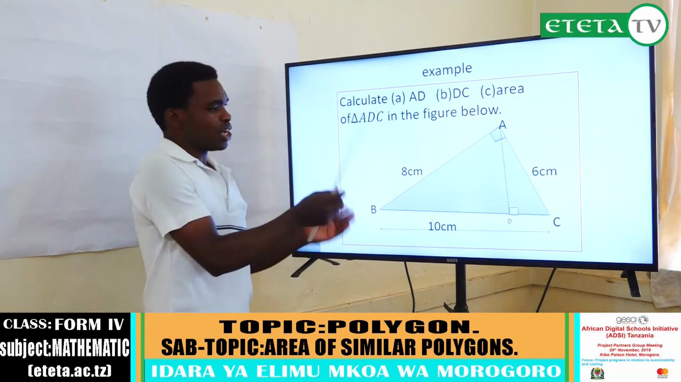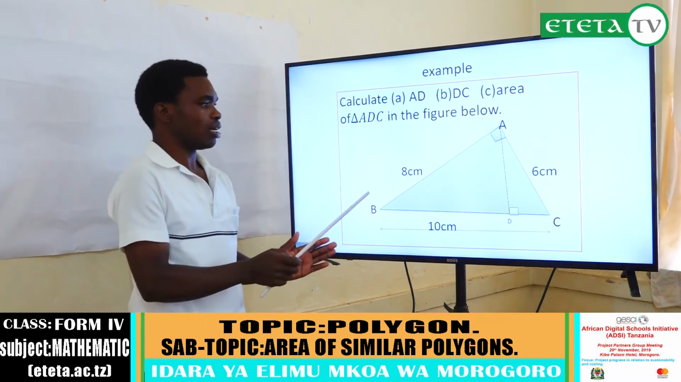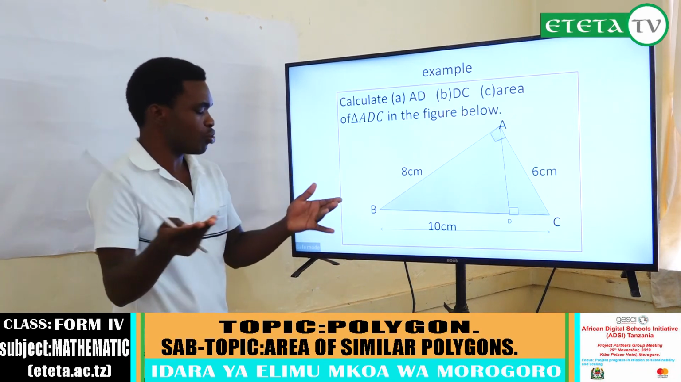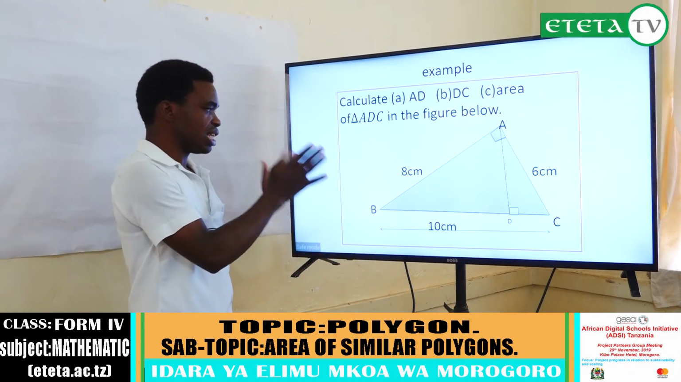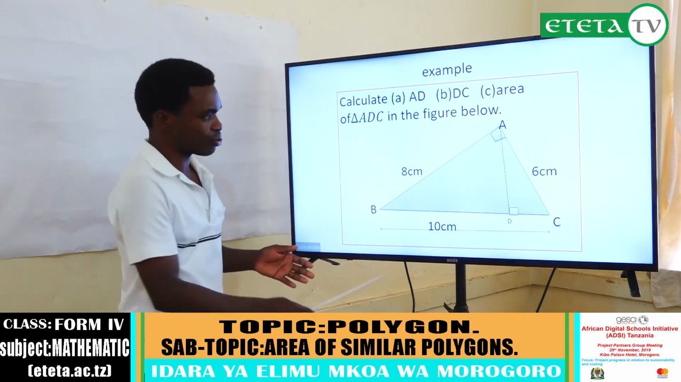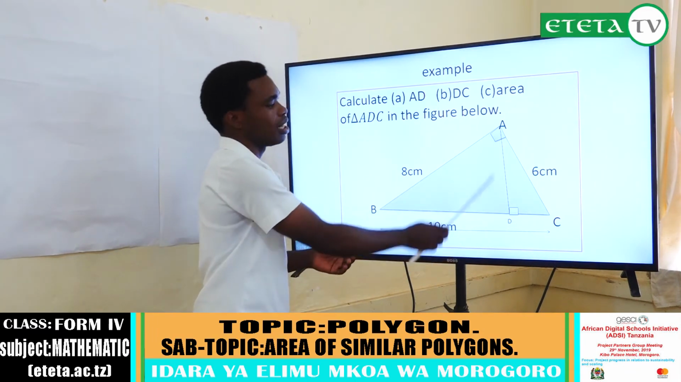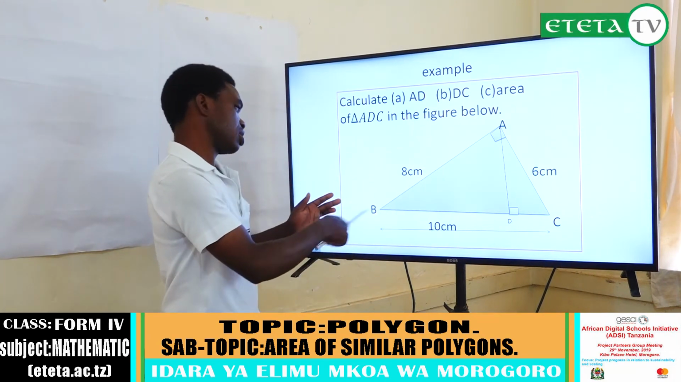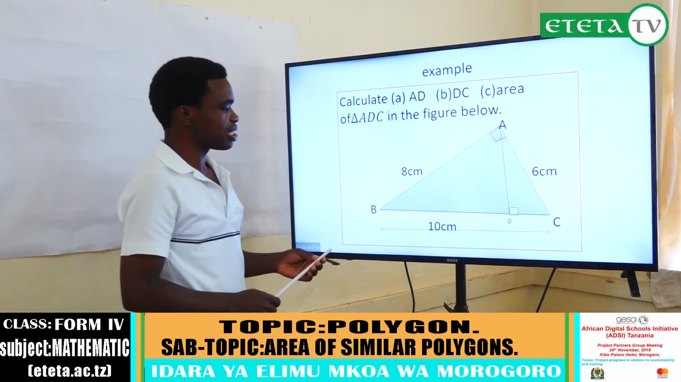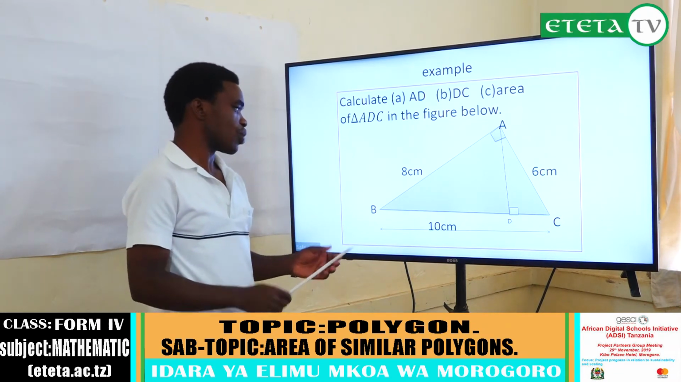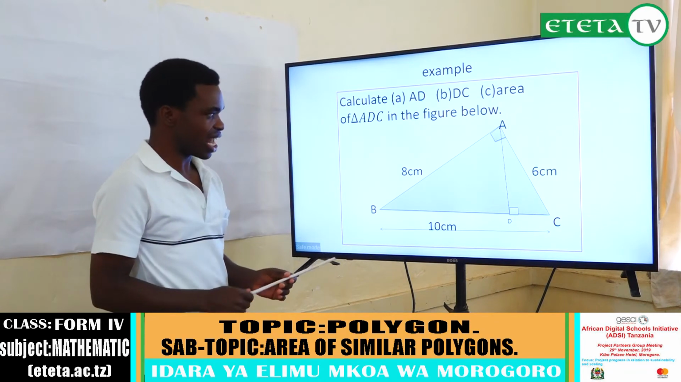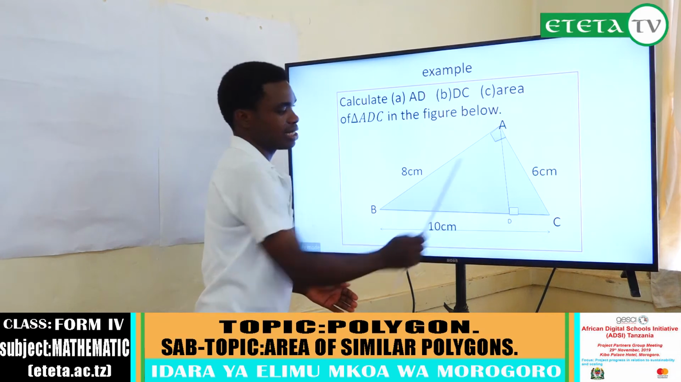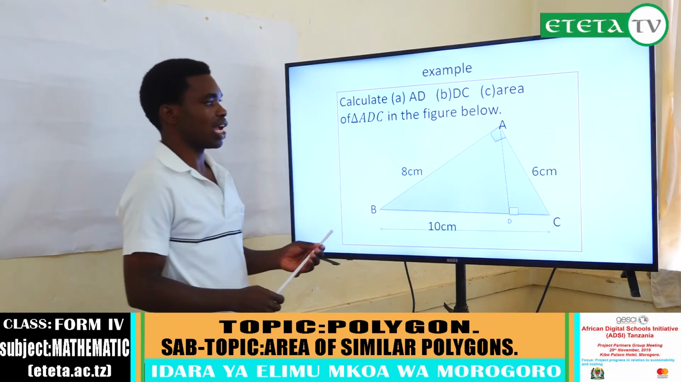Yes, the way we discussed, the first thing to know here is which concept you are going to use. Of course, this concept can help us to find AD, DC, but also the area of triangle ADC. Since in triangle ABC we are given the dimensions, we are given all the sides. Now, our work will be to find AD, DC, and also the area of ADC.